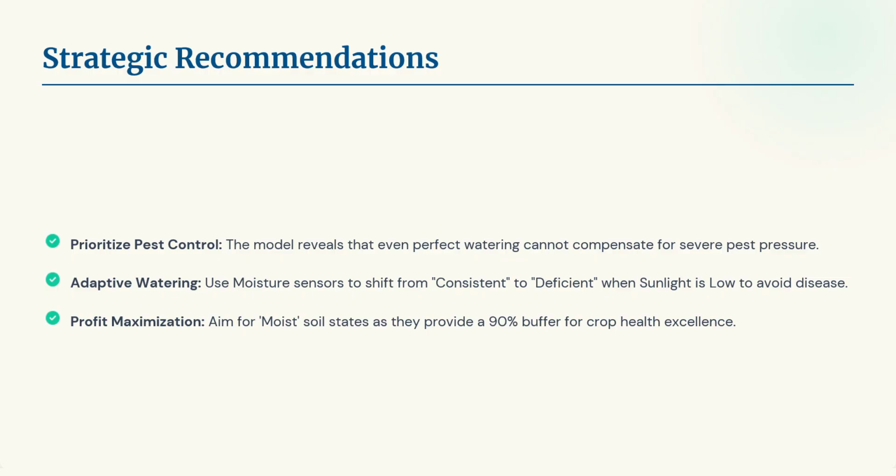And the second, implement adaptive watering. The system should dynamically leverage moisture sensors to back off from consistent watering to deficient or light watering when sunlight is low, preventing soil oversaturation and root rot. And the last one, aim for moist soil status. Cultivating a target moist soil state acts as a powerful 90% statistical buffer, maximizing the probability of achieving an excellent crop health outcome and consequently bigger profitability.